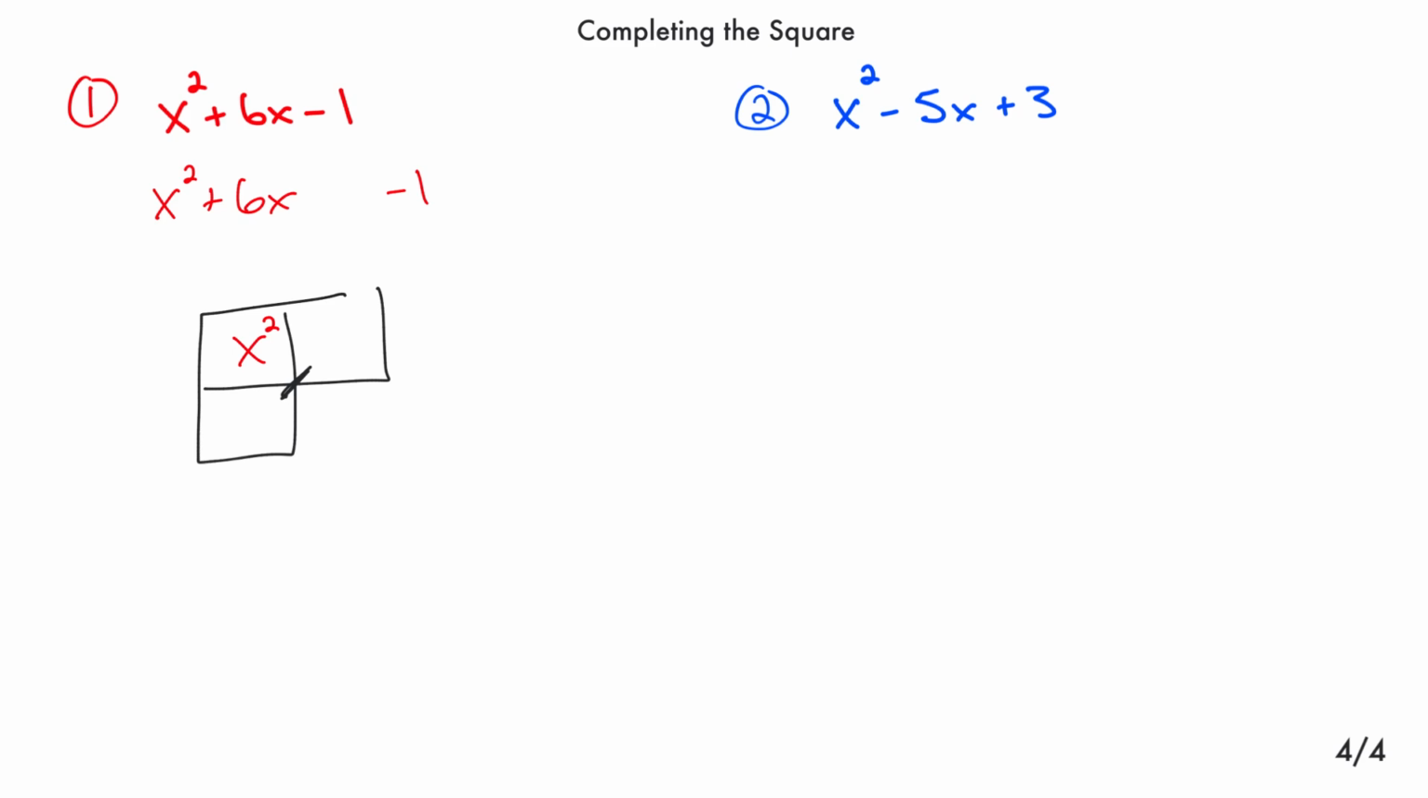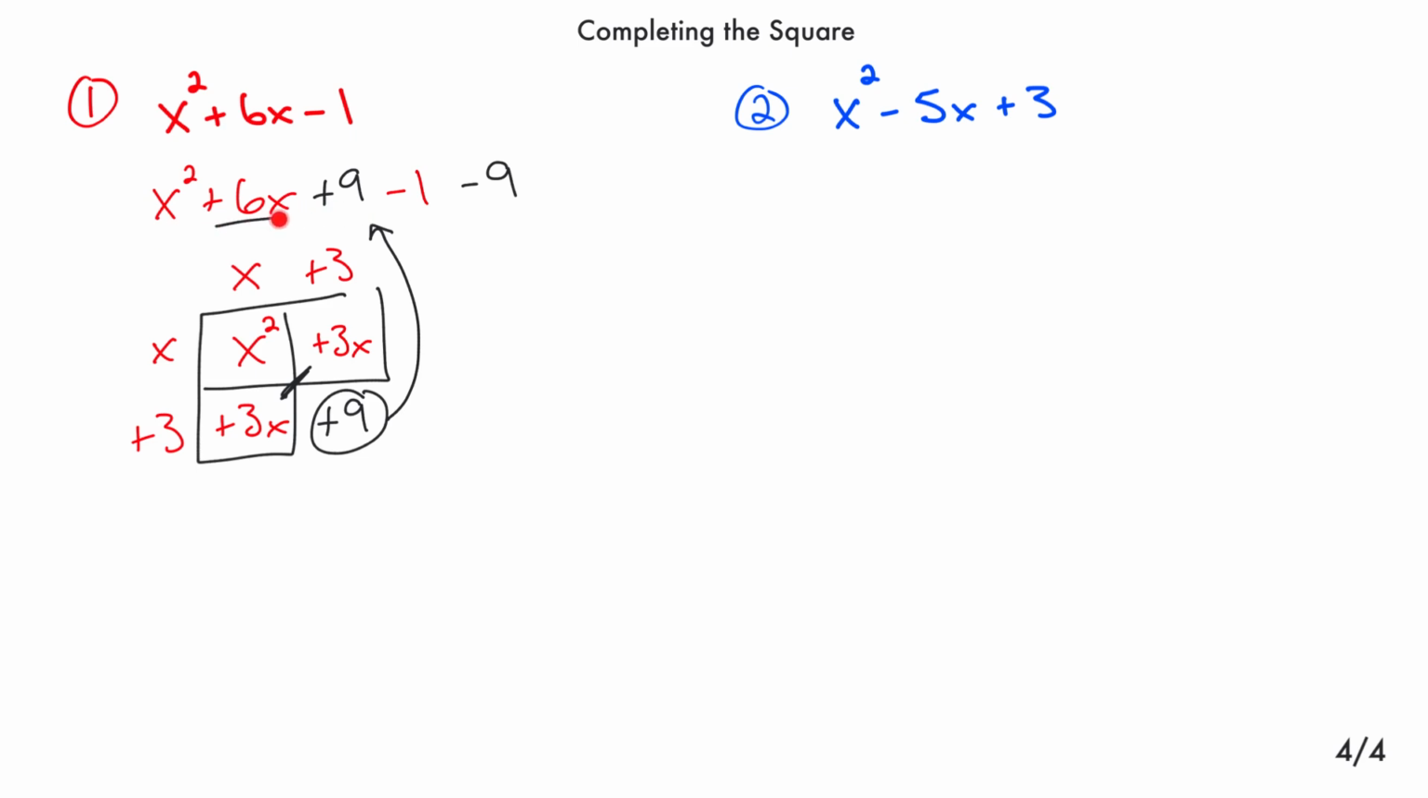I know that these two boxes have to combine together to get the positive 6x. Since this is a square, I know they're each going to be half of that value, so it's going to be positive 3x and positive 3x, which means the numbers on the outside are x plus 3 and x plus 3. Now that I know the outside values of my area model, I can figure out the missing piece. Positive 3 times positive 3 is equal to positive 9. That's the piece I'm missing. I'm going to put the positive 9 right here, but I can't just add 9 into an equation without also subtracting 9.